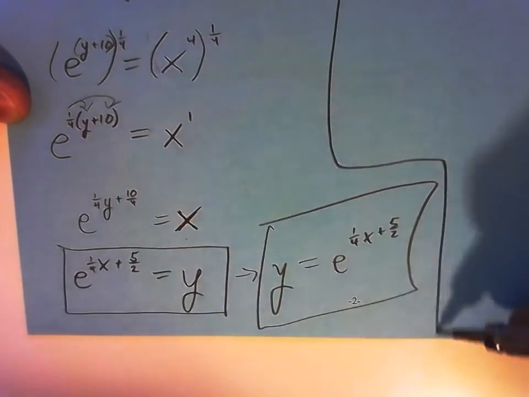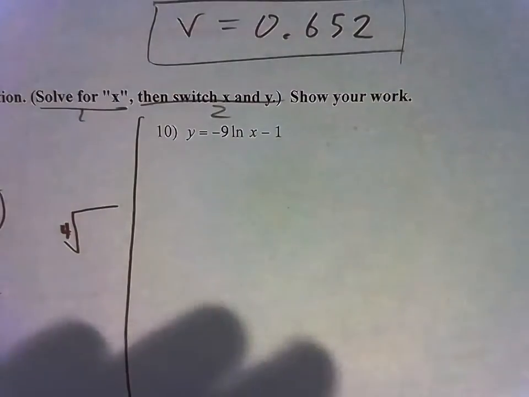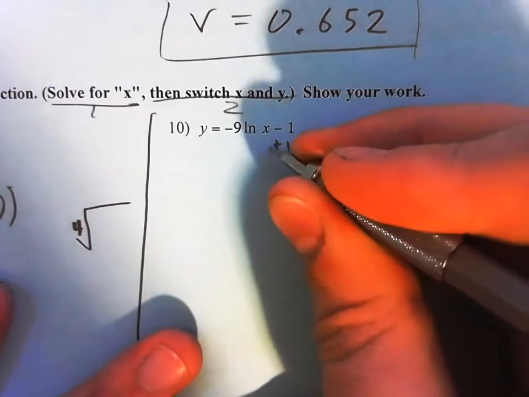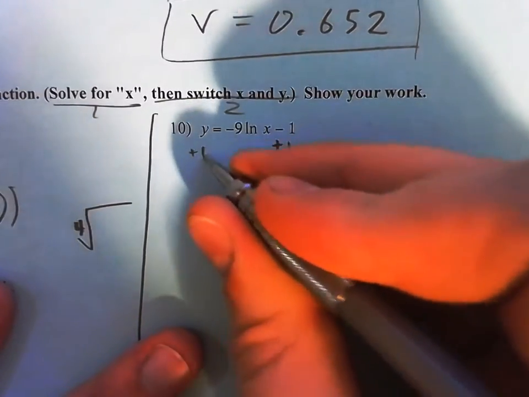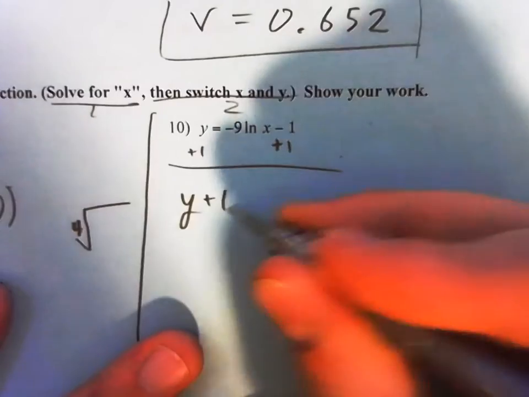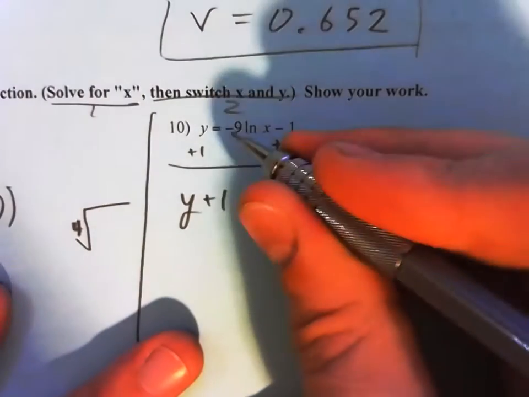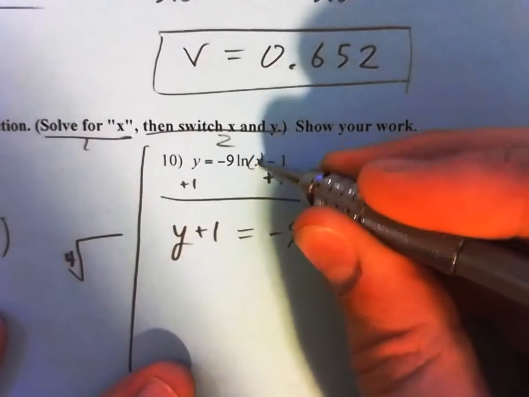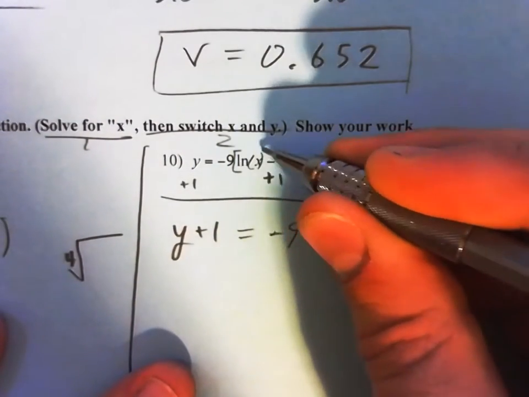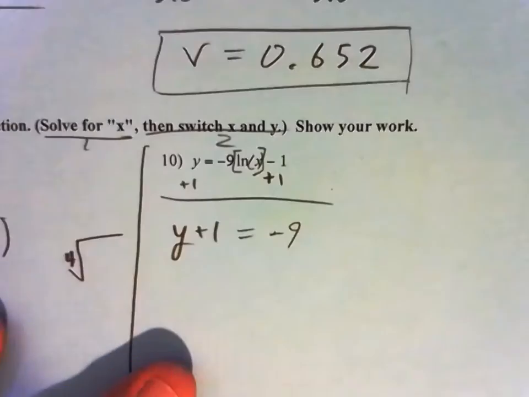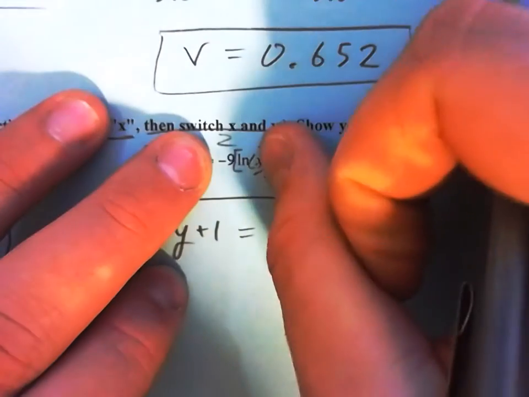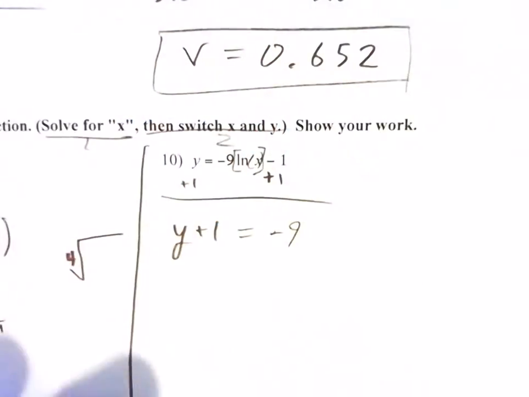Okay, number 10. Same idea. Gotta solve for x, then we gotta switch the x and the y. So first, solve for x. That's the most of the problem. We get y plus 1 equals -9. So just to be clear here, natural log of x, it's -9 times that, then minus 1. So -9 times this, minus 1.